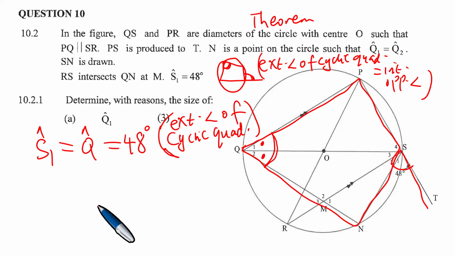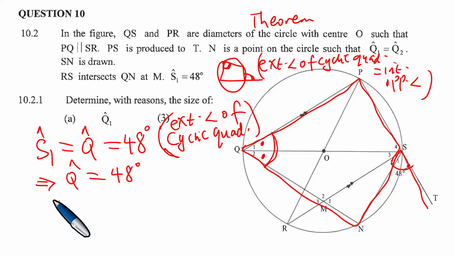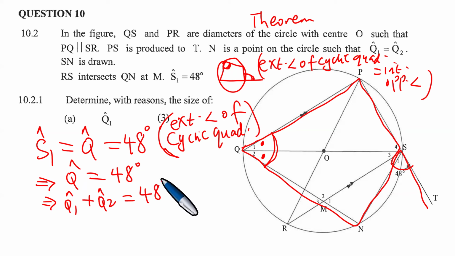Next, obviously the implication is therefore that angle Q equals 48 degrees. Angle Q1 plus angle Q2 is equal to 48 degrees. The angle Q is Q1 and Q2 together, combined. But now, angle Q1 is equal to angle Q2.